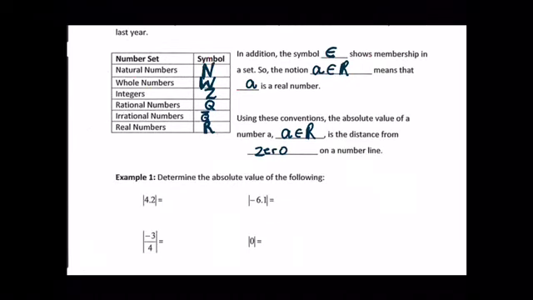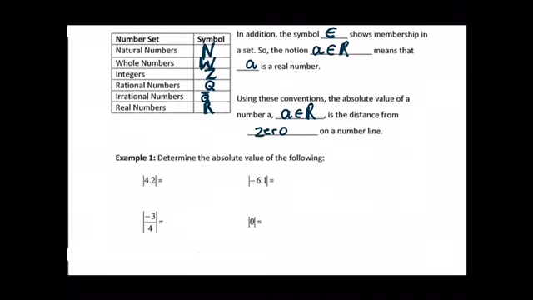Okay, so the first example here, I'm going to determine the absolute value of the following. So the absolute value of 4.2. So from 0 to 4.2, our distance is 4.2. And then from 0 to -6.1, it's 6.1. -3/4 is the same as just 3/4. And then from 0 to 0 is 0. It's also the same as just taking the positive of each of these numbers, right?